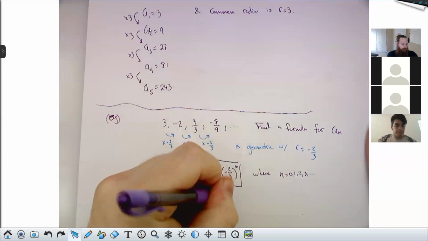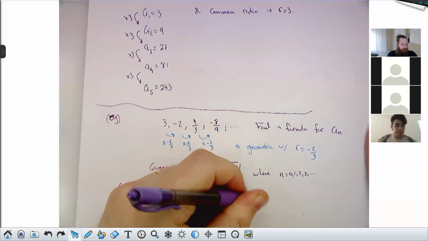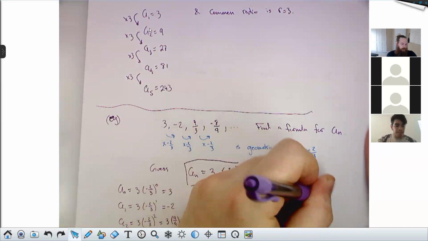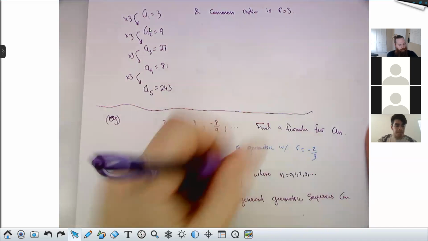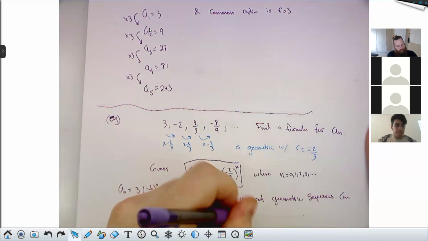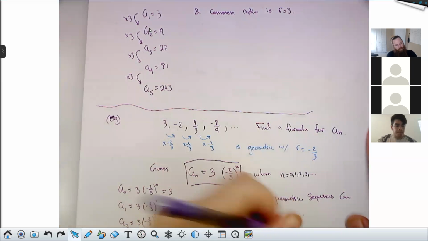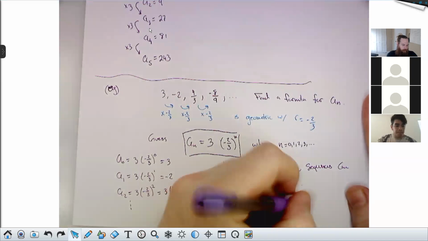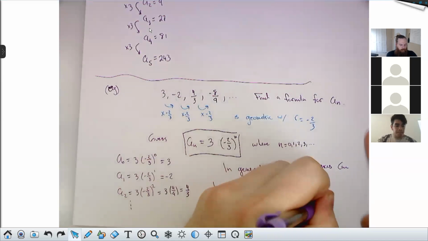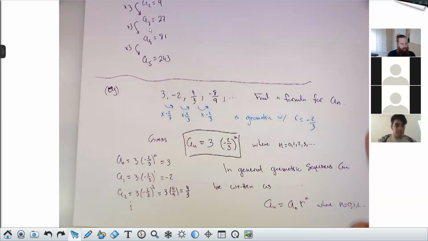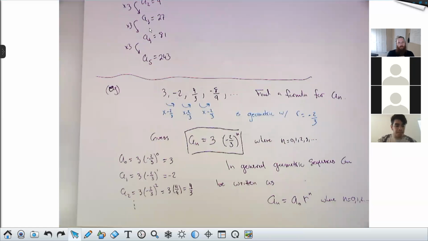And in general, geometric sequences can be written as an equals some constant, I like to call it A0, times r to the n, where n starts at 0. For geometric sequences, it's nicer to let n start at 0, because that way you can use this formula.